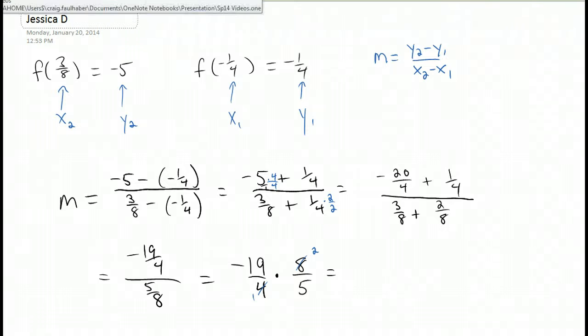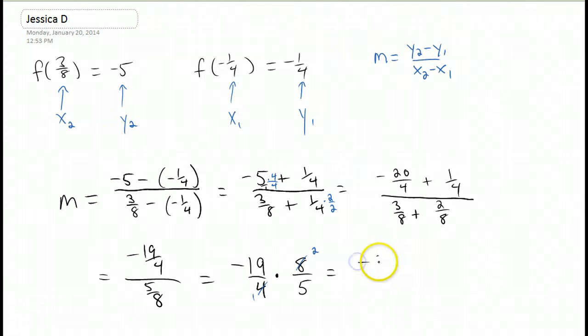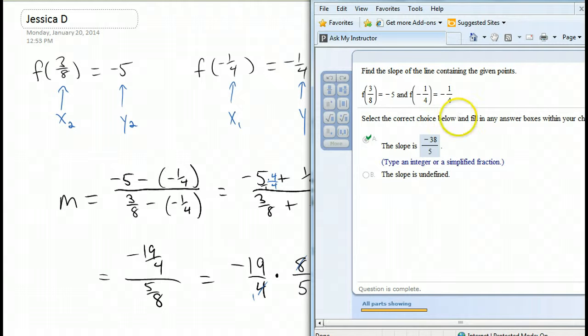That is going to give us negative 19 times 2, which is negative 38 in the numerator, and 1 times 5, which is just 5 in the denominator. So the answer should be negative 38/5. If we pop this thing back up, yeah, that is the correct answer.